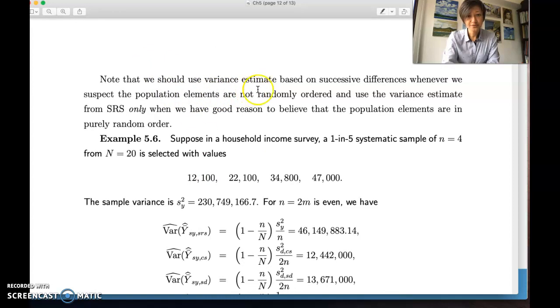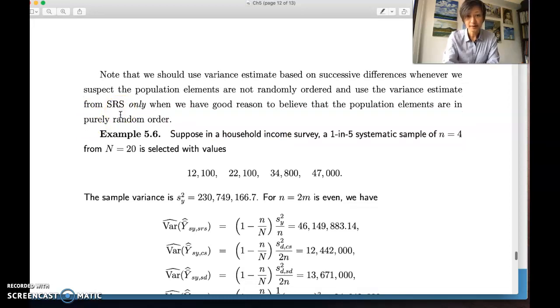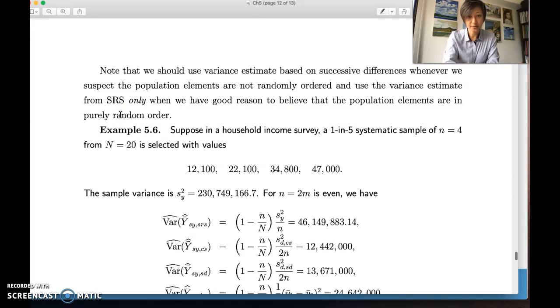So note that we should use the variance estimate based on the successive differences whenever we suspect the population elements are not randomly ordered. If we are quite sure the population is randomly ordered, then we can use an SRS estimate. If not, then we would suspect there would be an increasing trend, and we would rather not use the SRS estimator.